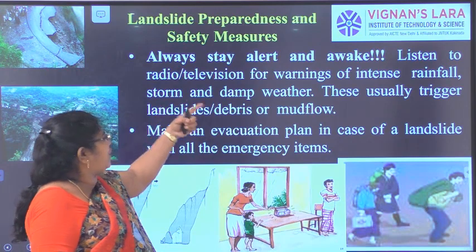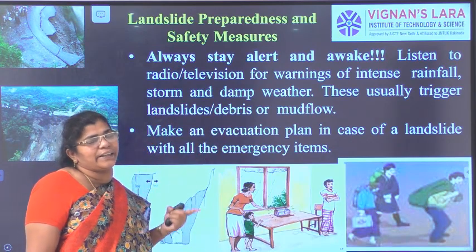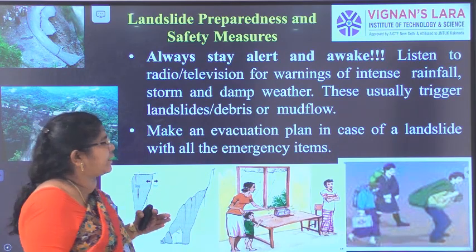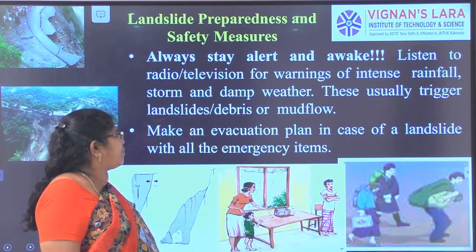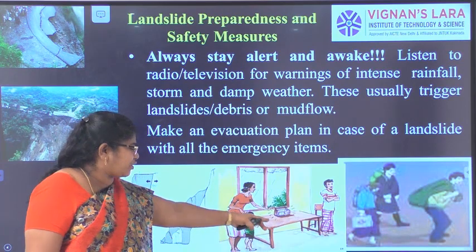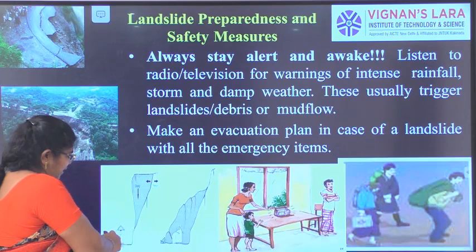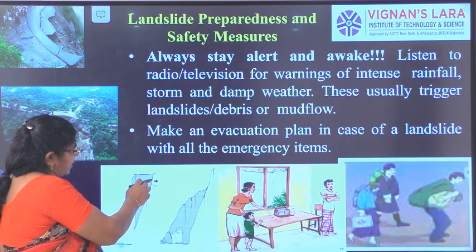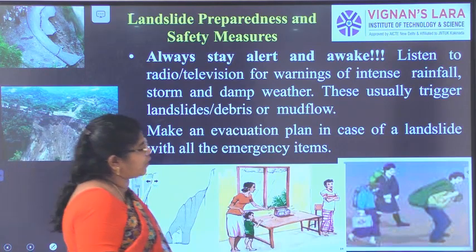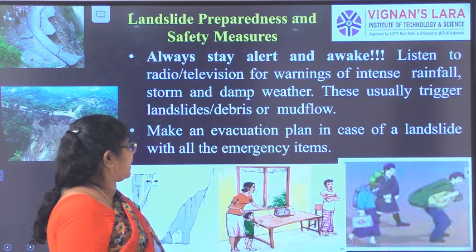So listen to the radio and television warnings in the case of rainfall or if any earthquake or tremor has occurred. Then we have to hear what news they are telling. They usually trigger landslides, debris or mud flows. Make an evacuation plan, and always listen to the radio or television. So we have to be very careful about this slope. That is, if my house is located here and the hill is there, it will be the first thing to fall on my home. And I have to evacuate the place in case of a landslide.